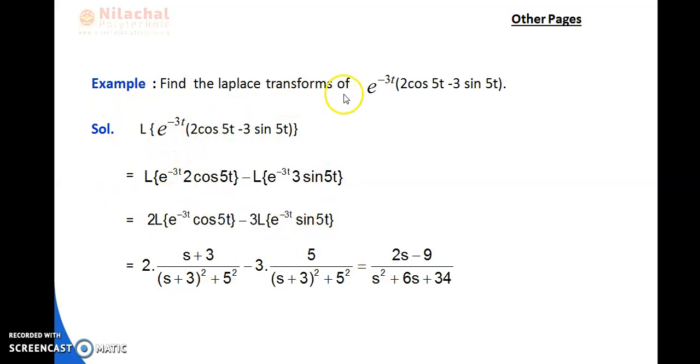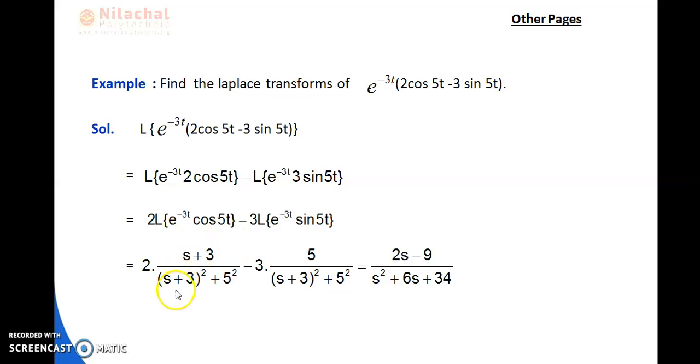Example: find the Laplace transform of e to the power minus 3t whole into 2 cos 5t minus 3 sin 5t. So let us start. Laplace transform means we have to write L within curly braces. We will separate it using the linearity property: Laplace of e to the minus 3t into 2 cos 5t minus Laplace of e to the minus 3t into 3 sin 5t. Keeping 2 outside, Laplace of the rest, and minus 3 outside, Laplace of e to the minus 3t sin 5t.